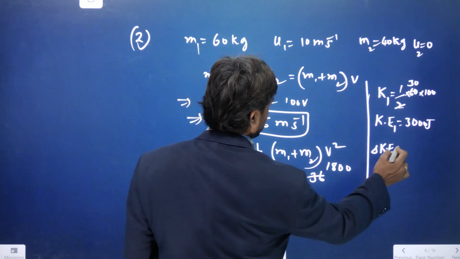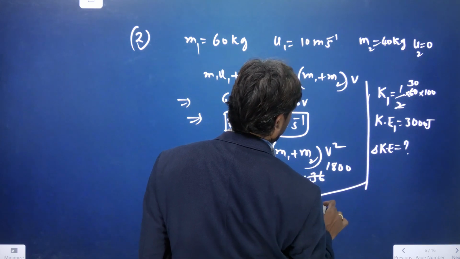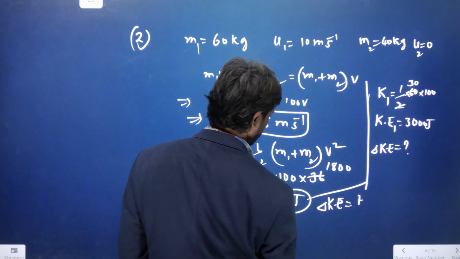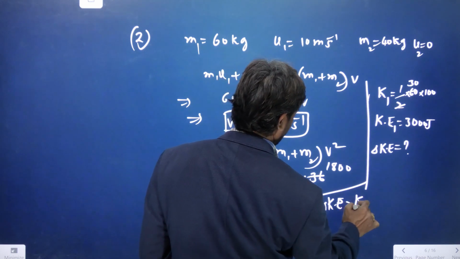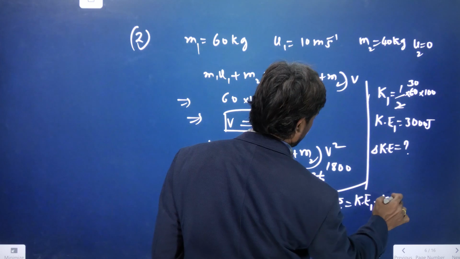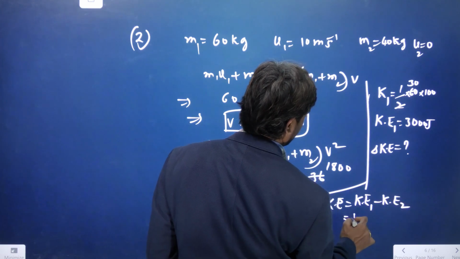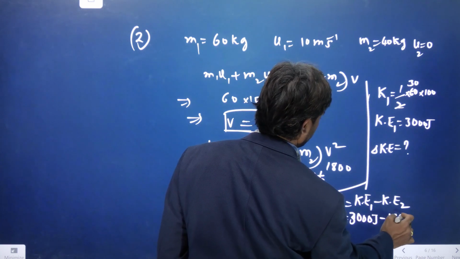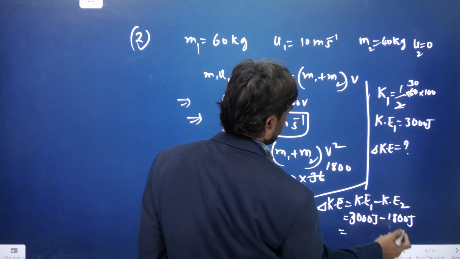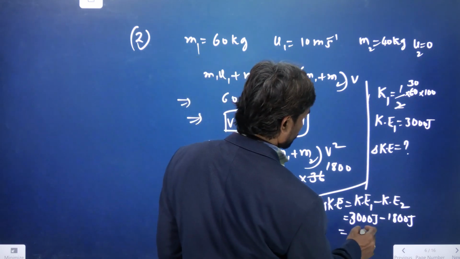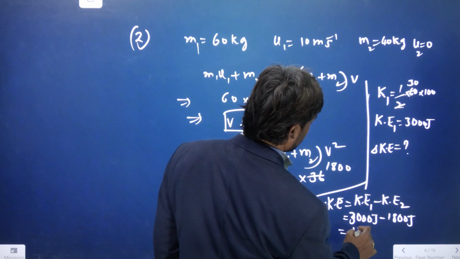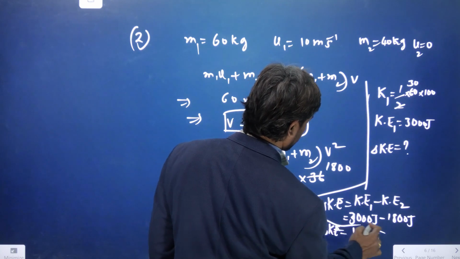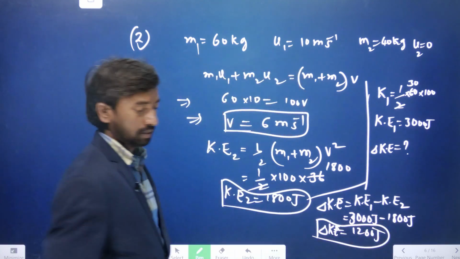So change in kinetic energy, how much is it there? We can write like this: delta KE is equal to KE1 minus KE2. This is 3000 joules minus 1800 joules. So how much do we get here now? We get 1200 joules. So delta kinetic energy will be 1200 joules. Okay, that is the second one.